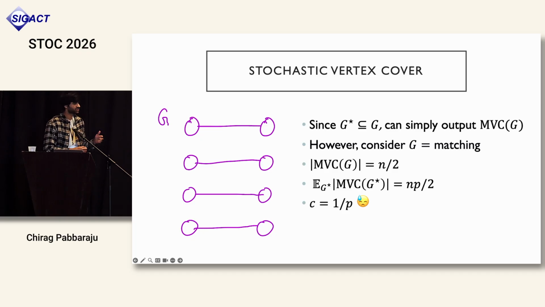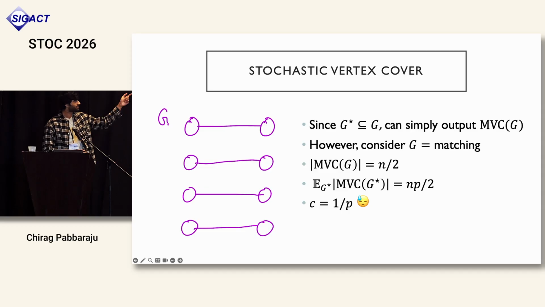Okay. So just to get some intuition about what kinds of approximation factors we can achieve via simple methods. Given that the realization G star is actually a subset of the base graph, one simple algorithm is you just output a minimum vertex cover for the base graph, and that is guaranteed to always be a vertex cover of the realization. But how suboptimal can this naive algorithm be? Well, if you just consider a perfect matching on n vertices, so that's n over 2 vertices on the left, n over 2 vertices on the right, a minimum vertex cover is just you choose one vertex on the left for all the edges. So that's a minimum vertex cover for the base graph.